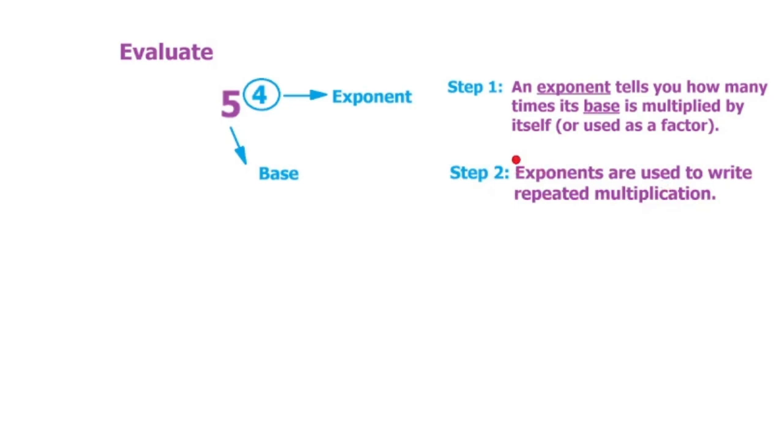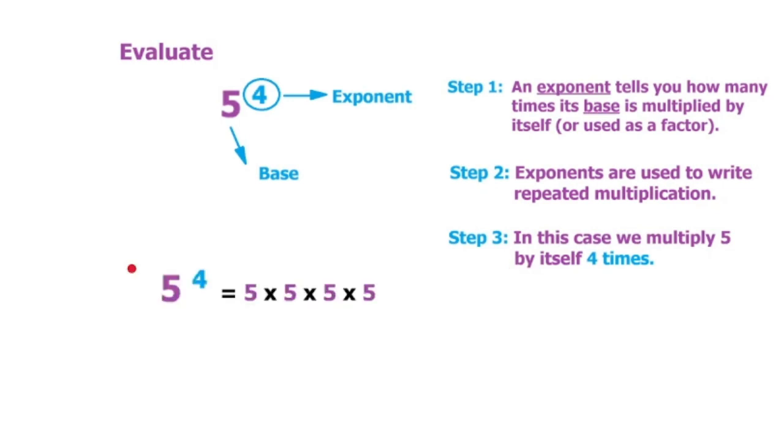So the next step is to understand that exponents are used to write repeated multiplication. So the exponent tells you how many times you repeat it. In this case, we multiply 5 by itself 4 times. So let's write that out. 5 to the power of 4 equals 5 times 5 times 5 times 5. The base is repeated 4 times because that's what the exponent is.